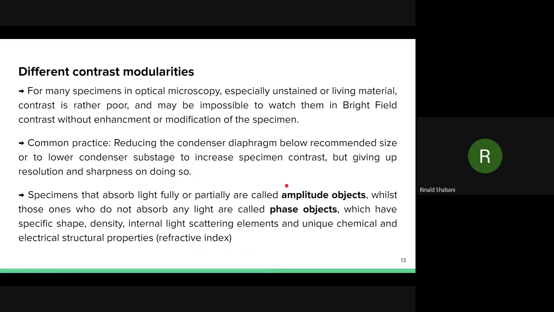Many specimens absorb light fully or partially and are called amplitude objects, whilst others do not absorb any light and are called phase objects, and they cannot be seen by the naked eye. They have specific shape, density, internal light scattering elements, and unique chemical and structural properties such as refractive index.